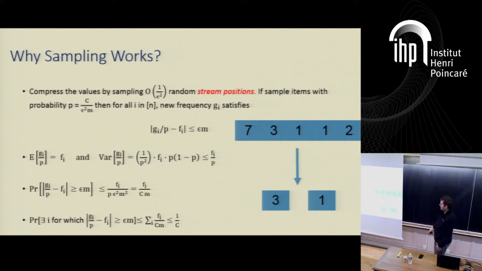This is a second moment argument. And so basically it says that for all items i, their frequency g_i over p is within epsilon m of their actual frequency in the sample. OK, good. Yeah, so with constant probability.